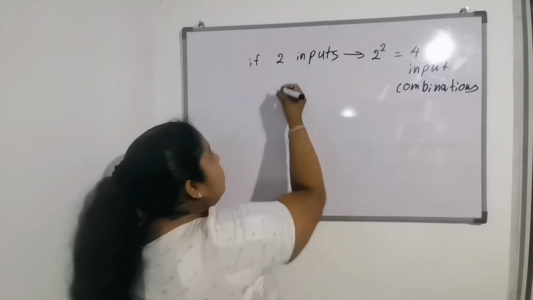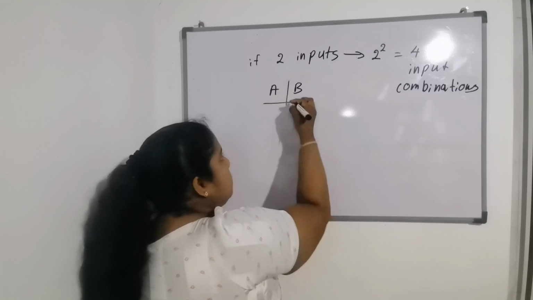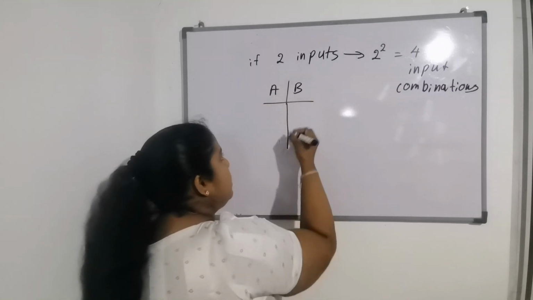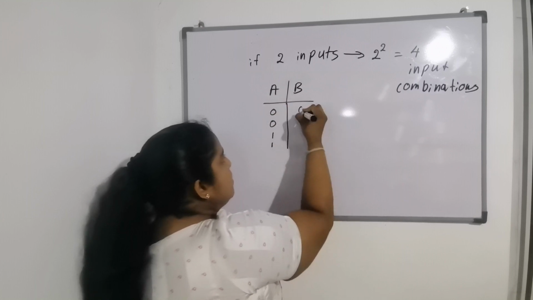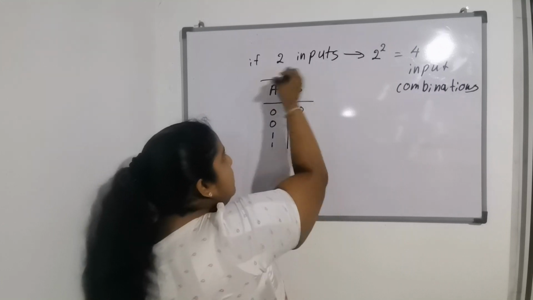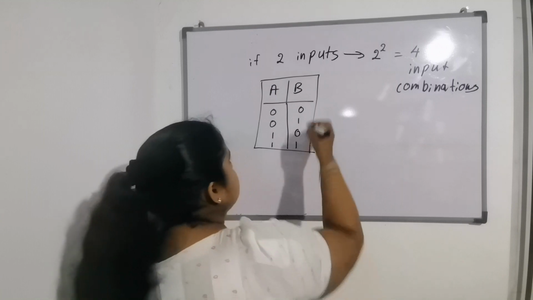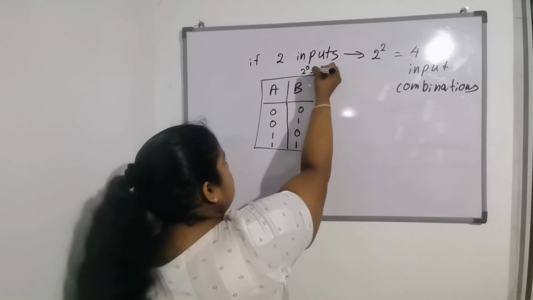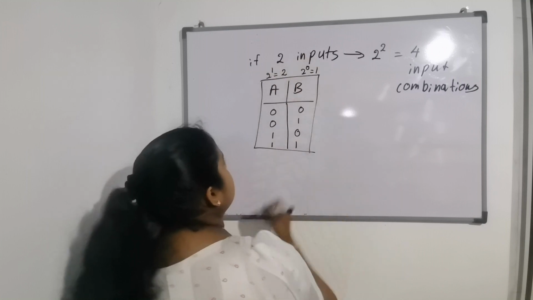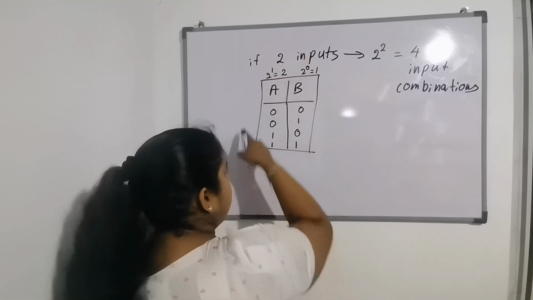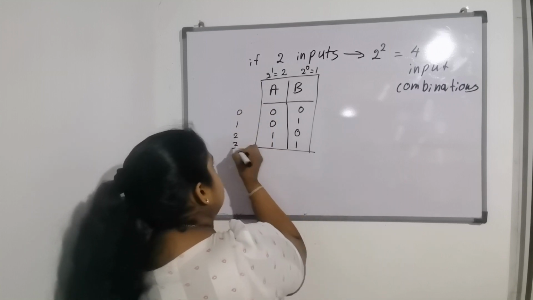Let's see that now. In the AND gate, like logic gates, we see there are 2 inputs and there are 4 combinations: 0 0 1 1, 0 1 0 1. These are the input combinations that we got. So here, this is 2 to the power 0 equals 1, 2 to the power 1 equals 2. And here, actually, we number them 0, 1, 2, 3.